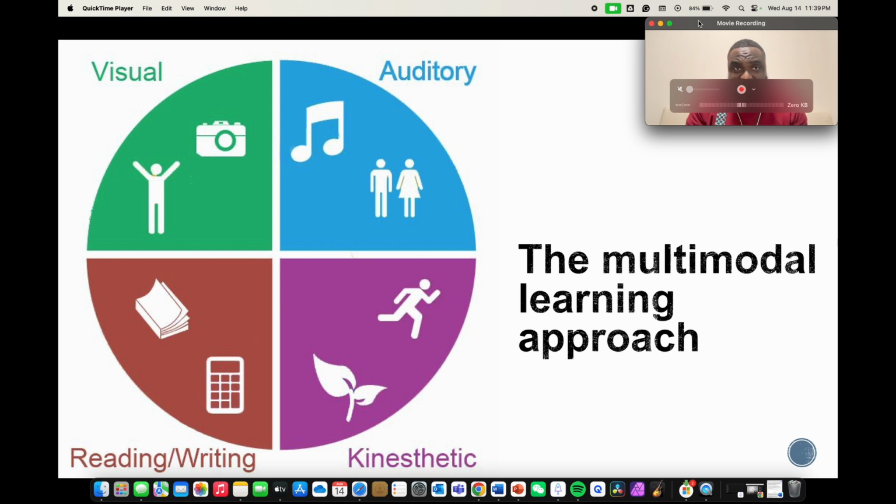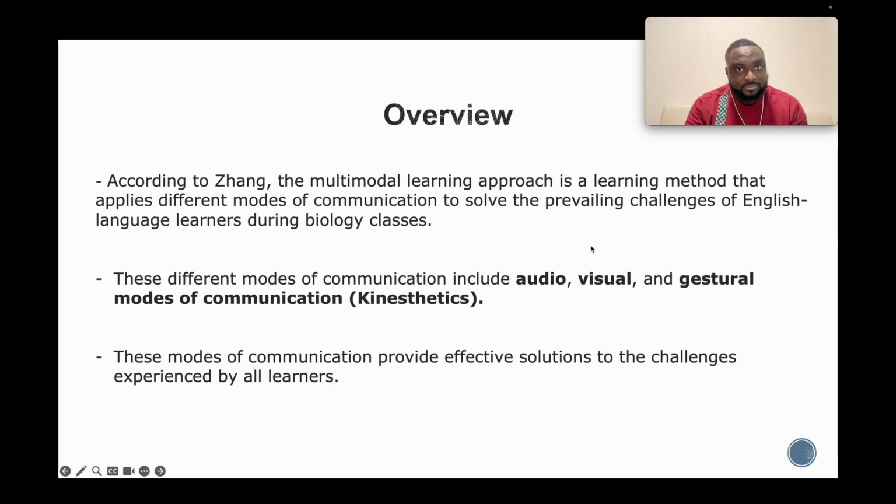Due to these challenges, scientists have been able to find a better approach to teaching, which will help English language learners immensely. This is known as the multimodal learning approach. So, the multimodal learning approach, in a nutshell, is using visual, auditory, and kinesthetic elements to deliver lessons. This will help students interact more effectively with the content, and they will be able to understand it and implement it when the need be.